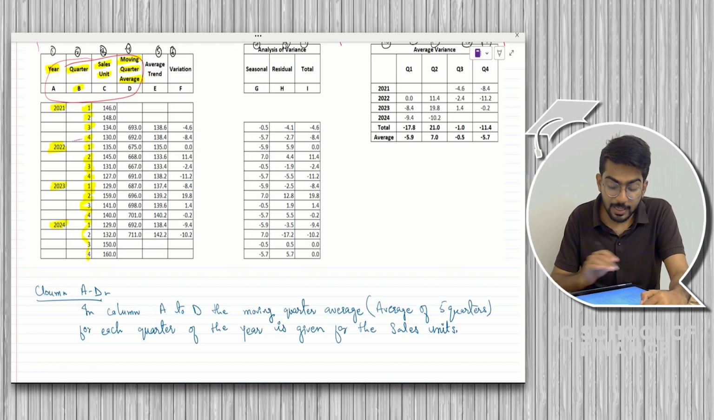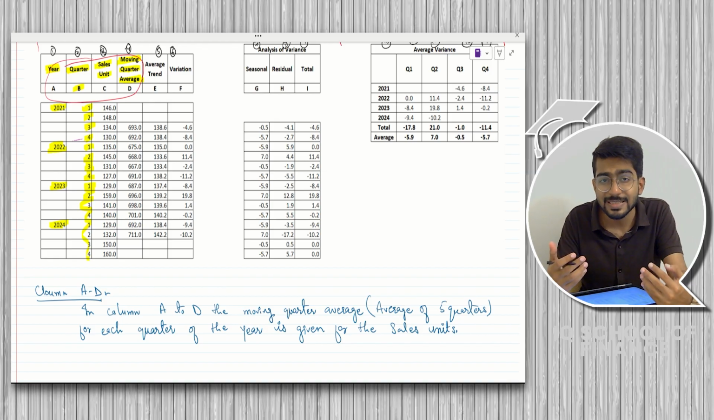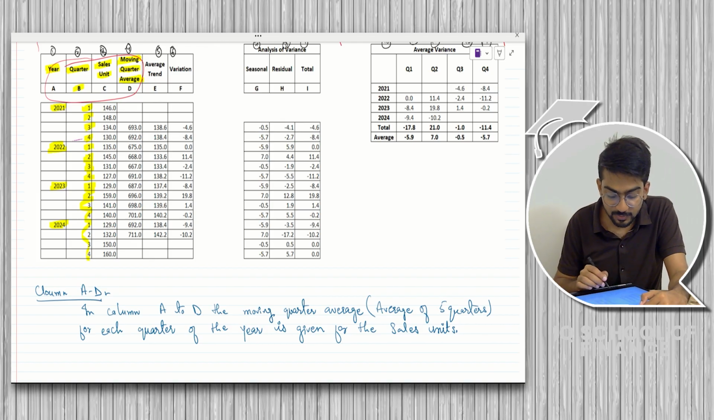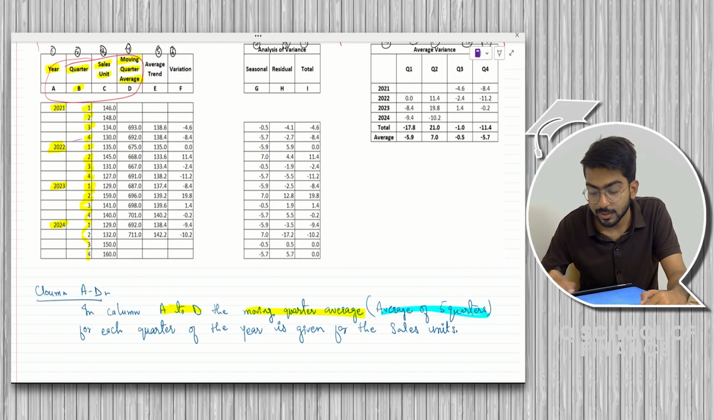See how I have drafted the two lines for columns A to D, because these are all the same. There's no point in writing column A separately, that this depicts the years, and then the quarter in column B, sales unit in C, and moving average in quarter D, when we can write them all together in two lines in a combined form. See how I have drafted them. I have mentioned in columns A to D the moving quarter average, and I have explained how the moving quarter average has been calculated.